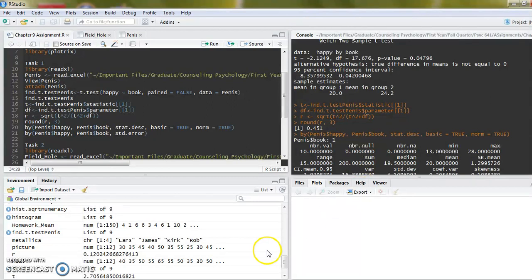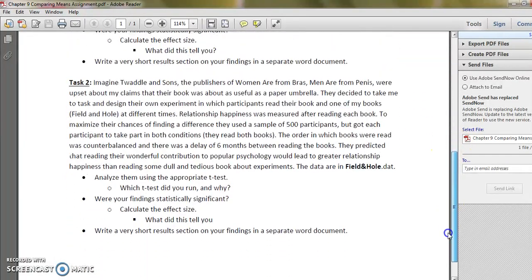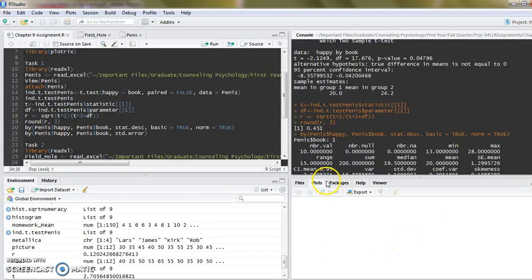So the next task that we have to figure out is which test do we run, why do we use it. So the next one that we're going to do is a dependent t-test. We do this test because we're trying to figure out differences within the group that we have. So we're going to go to R.